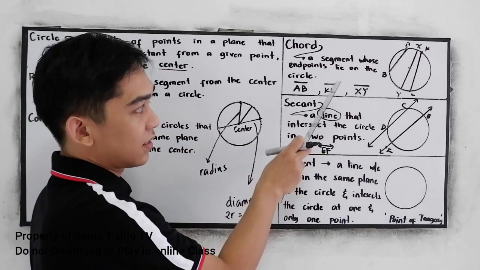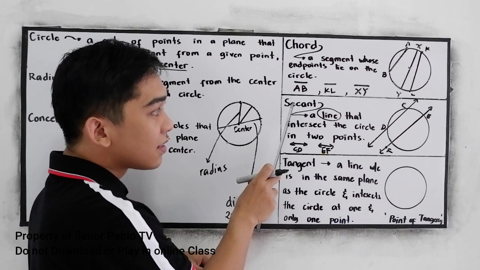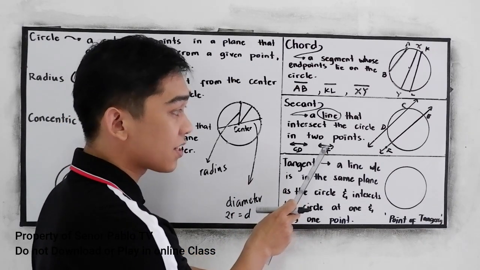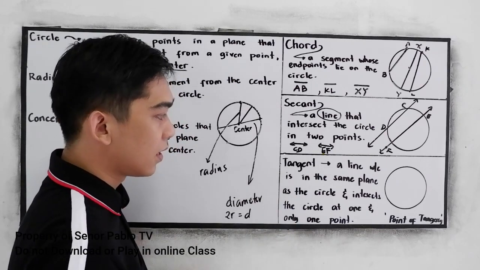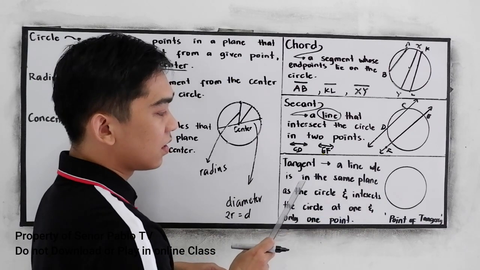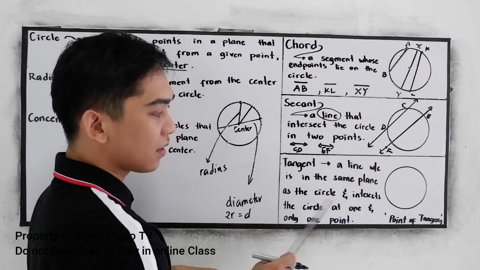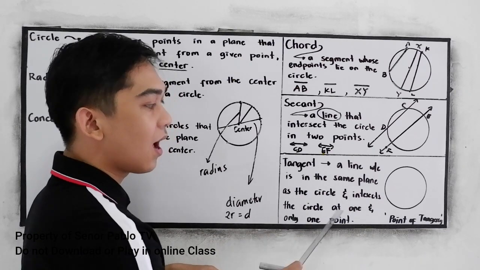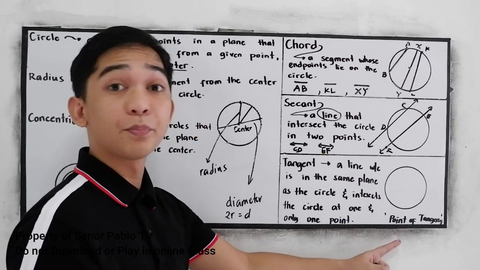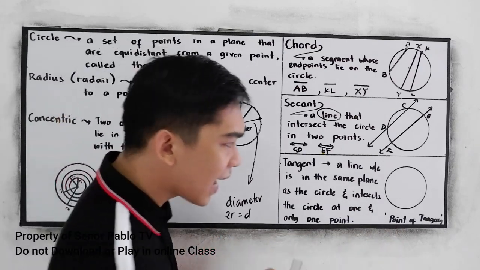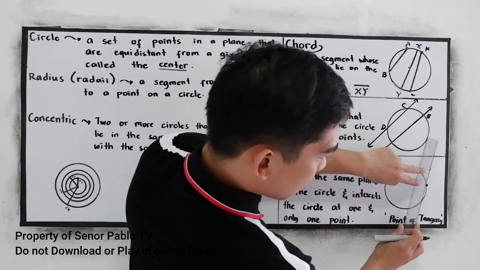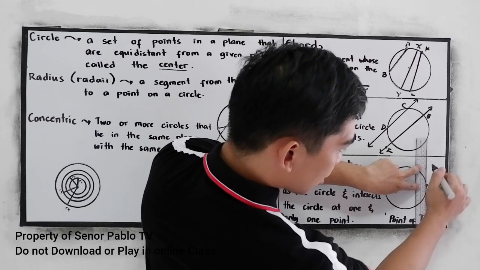Again, a chord is a segment and a secant is a line, so we need to use the proper symbol for the secant. And we have the tangent. It is a line which is in the same plane as the circle and intersects the circle at one and only one point. That is what we call the point of tangency. So a line that touches the circle at exactly one point. So let's say this is our tangent.